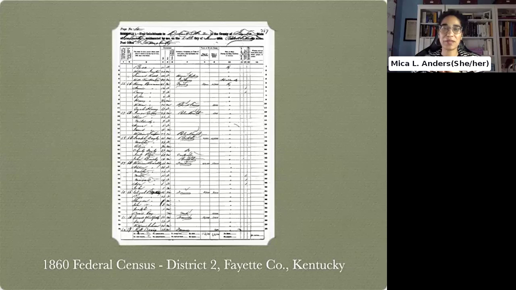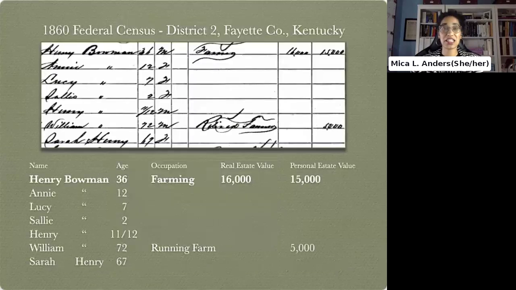So this is an example from an 1860 census from Fayette County, Kentucky. This is a census for a man named Henry Bowman and his family. Now, you'll notice that Henry's occupation is listed as farming, not farmer.